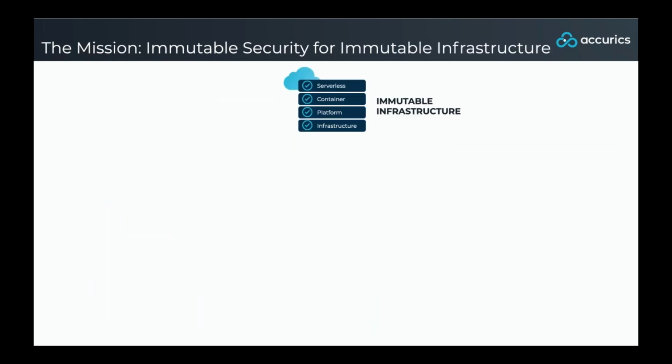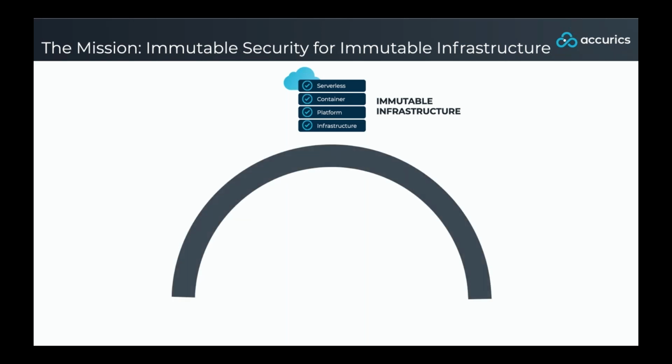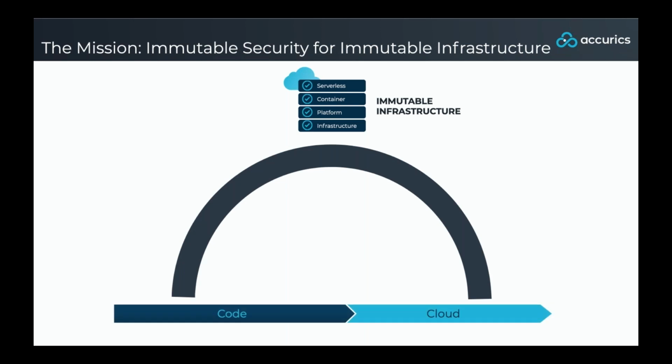The best way to solve these challenges is using immutable security. You can think about immutable security as three core pillars that you want to adopt in your DevOps and cloud security program. The first pillar is secure code. You want to implement security controls within the code that's going to be used to provision your environment.